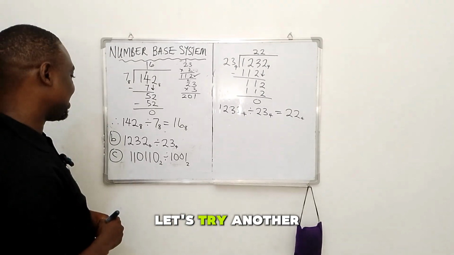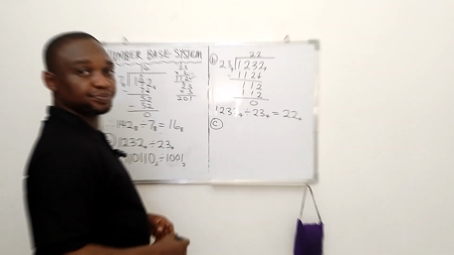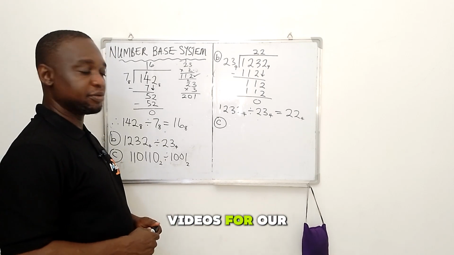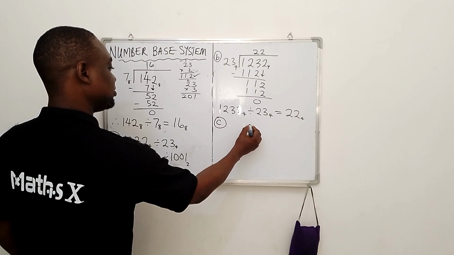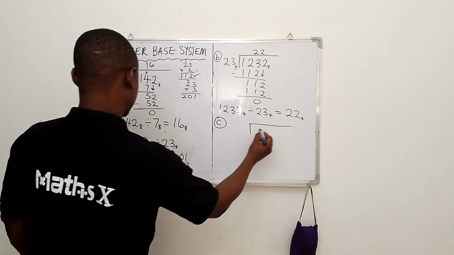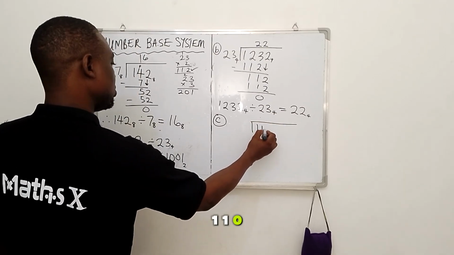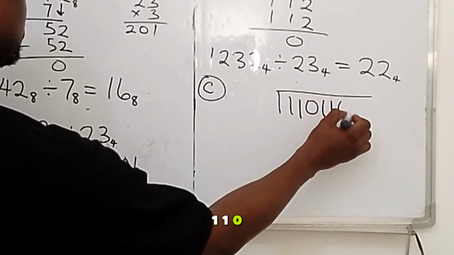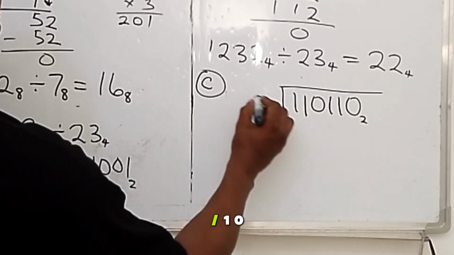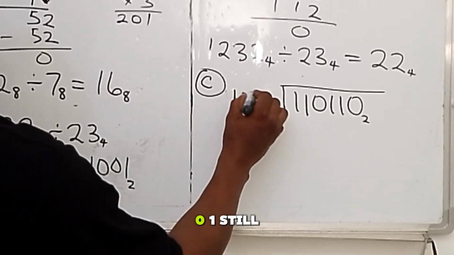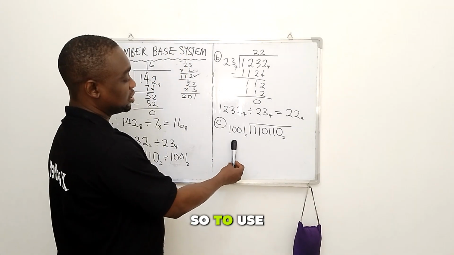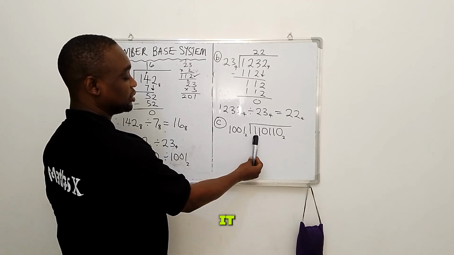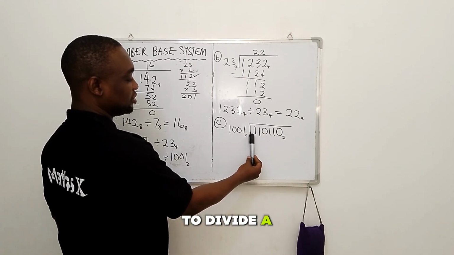Let's try another example. So my dear students and viewers, for our last example here, we have 110110 at base 2 divided by 1001 still at base 2. This is a 4-digit number, my dear students and viewers. So to use a 1-digit number to divide a 4-digit number.